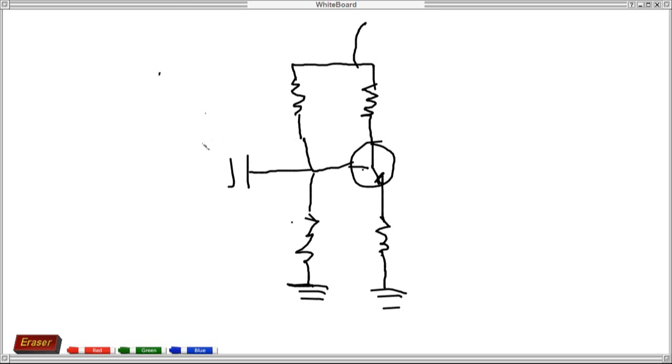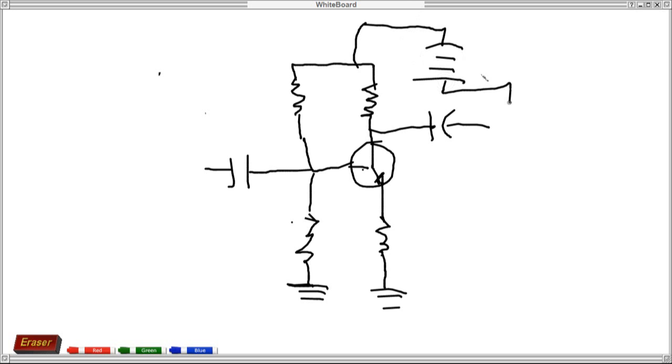And you have electrolytic capacitors. Let me go ahead and explain a little bit. This is your DC power source and ground. Let's say this is 12 volts DC.